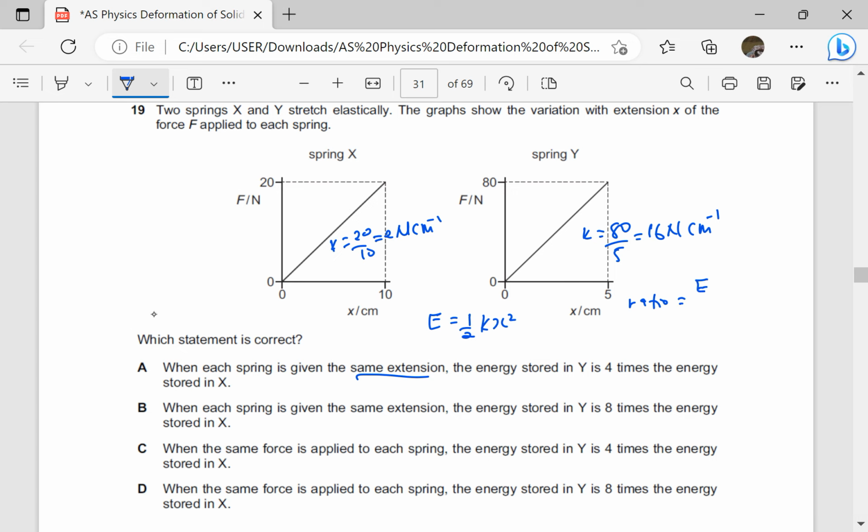So let's find energy in Y over energy in X. This is going to be a half, K in Y is 16, times X squared, because X is going to be the same, divided by a half, K in X is 2, times X squared. So this gives us 8. The ratio is 8, so energy in Y over energy in X is 8. So energy in Y is 8 times energy in X. When each spring is given the same extension, the energy stored in Y is 8 times the energy stored in X. So the answer is going to be B.